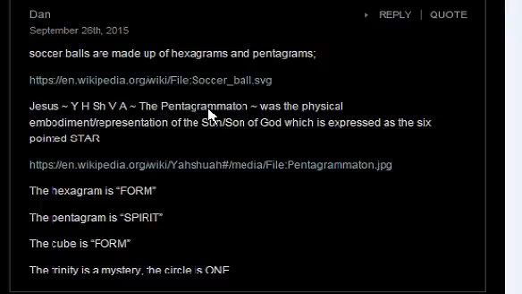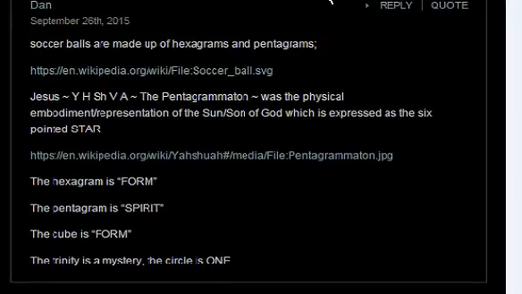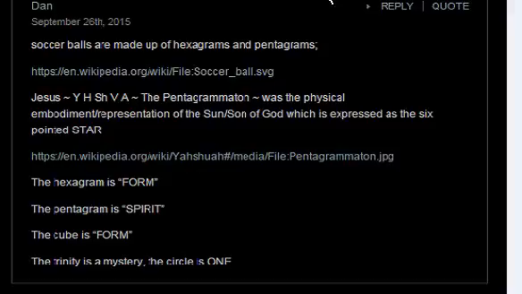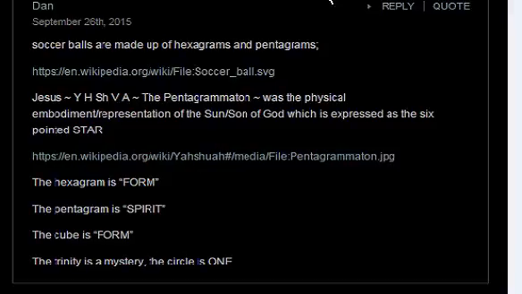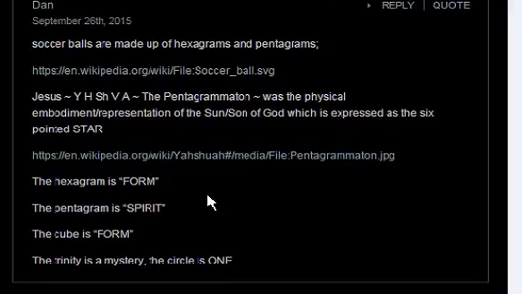Jesus was the physical embodiment representation of the Son of God, which is expressed as the six-pointed star. The hexagram is form, the pentagram is spirit. The hexagram is form, interesting. The pentagram is spirit. The cube is form.